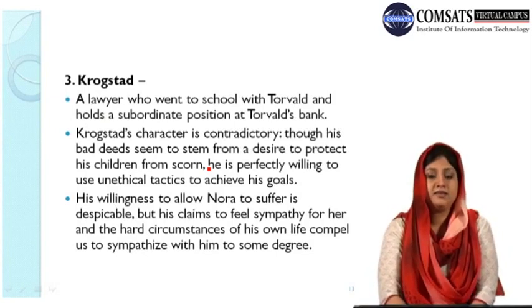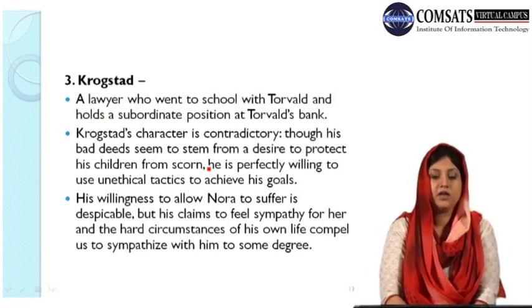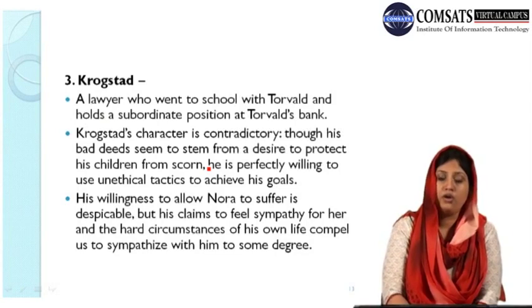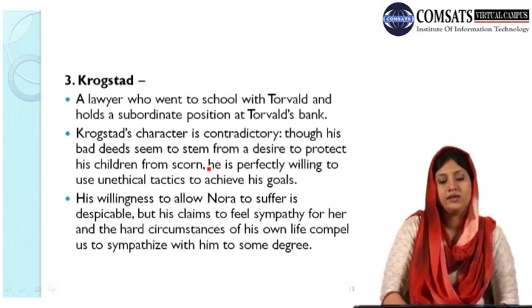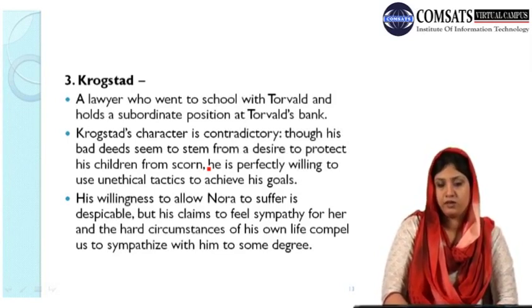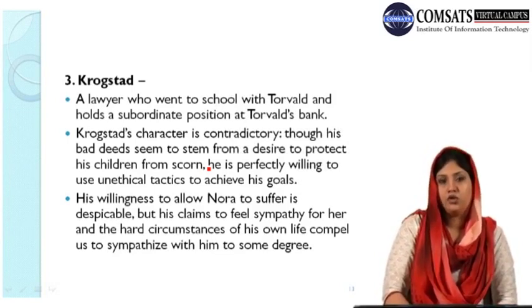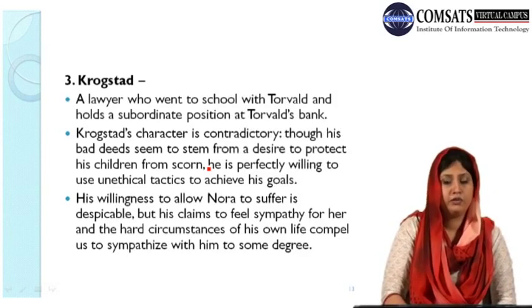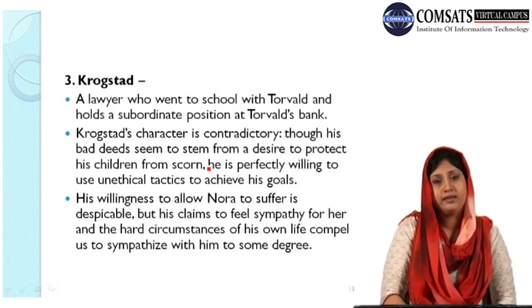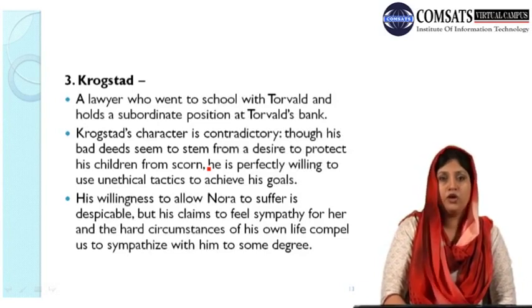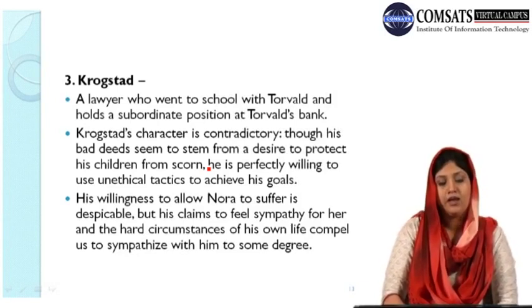Now the third character is Krogstad. Krogstad is a lawyer who went to school with Torvald and holds a subordinate position at Torvald's bank. So we see that Torvald and Krogstad keep a relation right from the beginning when they were school fellows. However, at this stage, since Torvald is in an authoritative position, Krogstad is a low-level employee at the bank.